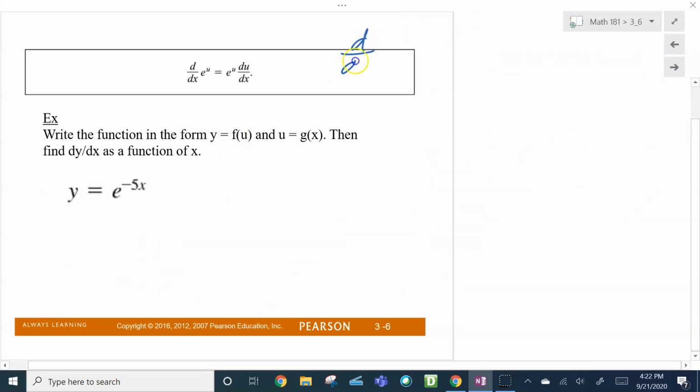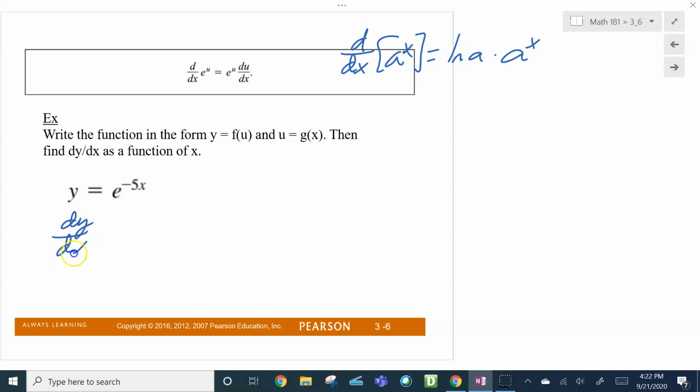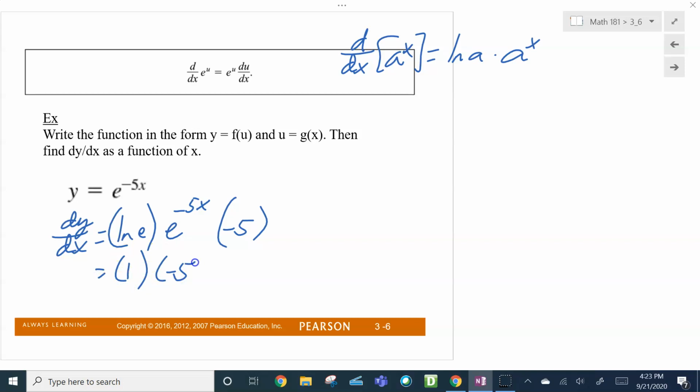Alright, if you remember, the derivative of a to the x is ln of a times a to the x. But now here we've got a composite function. So when we run this derivative, we've got ln of e to the negative 5x, but that's not just an x up there. So we've got to run the derivative of negative 5x, which is negative 5. Now the ln of e is just 1. So we've got 1 times negative 5 times e to the negative 5x. So we've got negative 5 e to the negative 5x. There's our derivative.